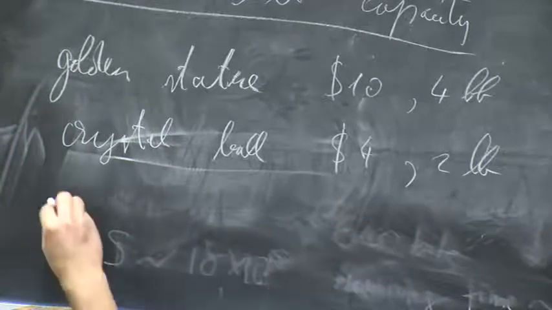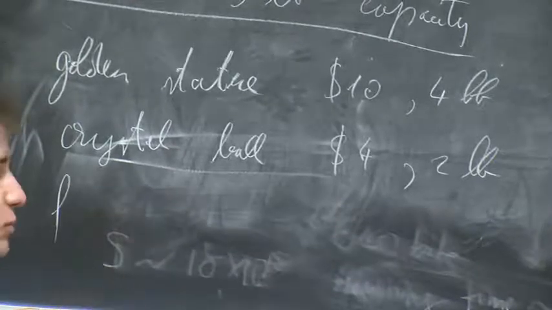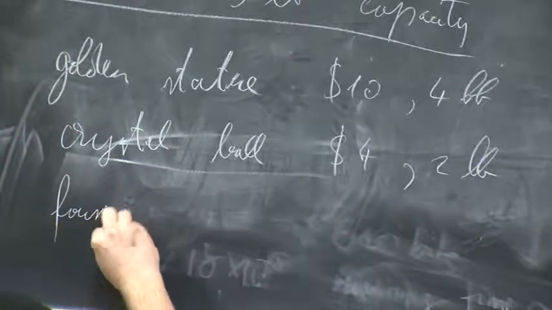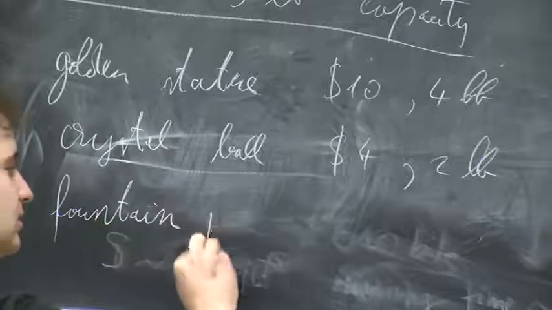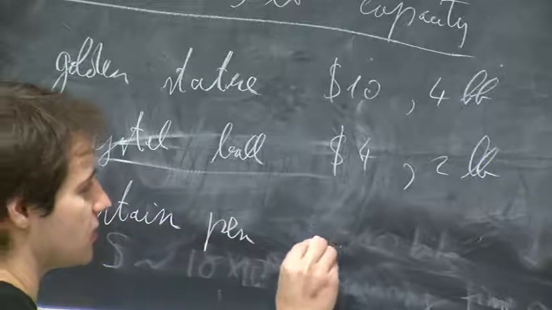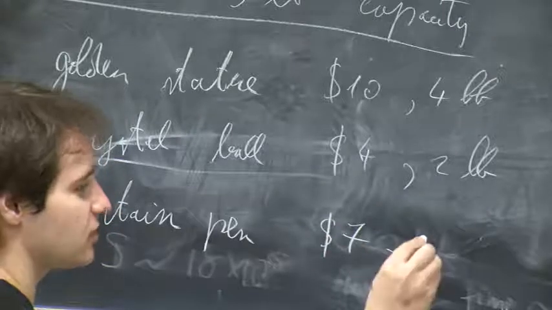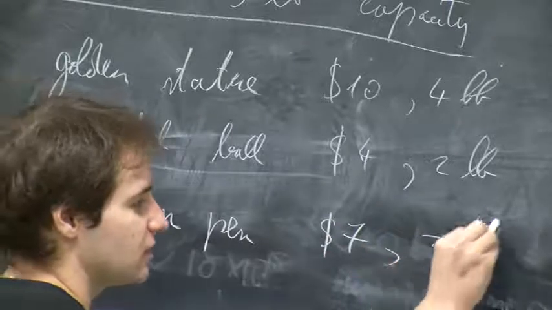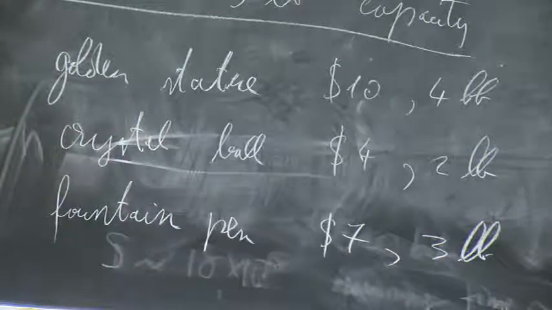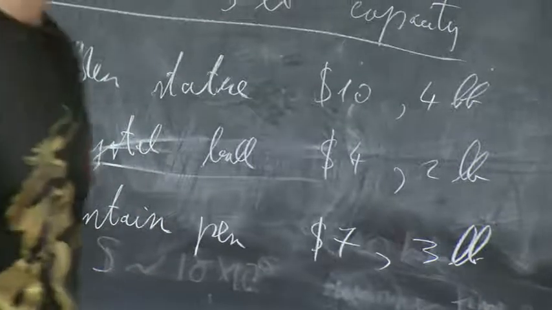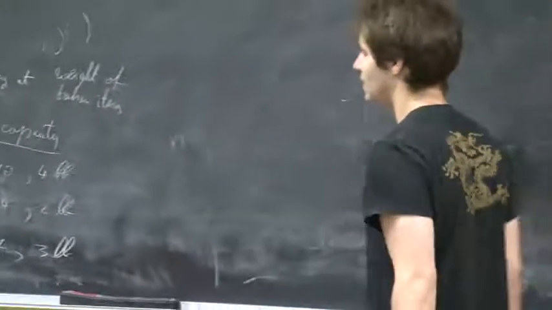And someone in the previous section wanted a fountain pen, so we're going to use a fountain pen. That's worth $7. Culture is worth a lot of money, right? And weighs 3 pounds. Really ancient fountain pen. I don't know how people wrote with it.